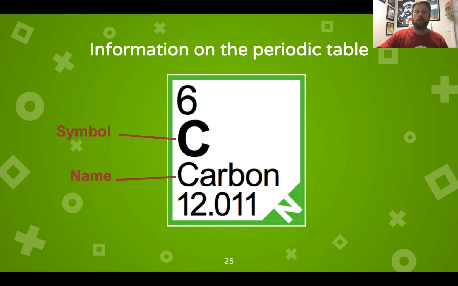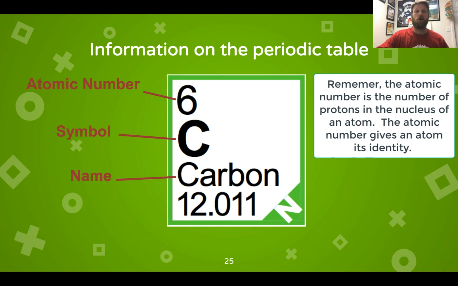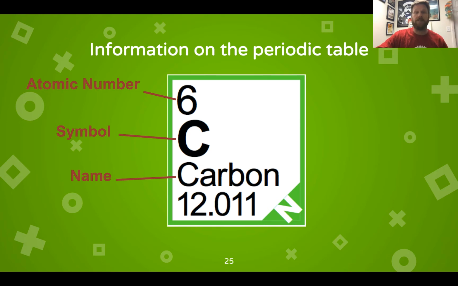Underneath the symbol, you're going to have the name of the element on most periodic tables. Then we'll have the atomic number. That's the whole number in the box. On ours, it happens to be in the upper left. It could be a variety of different places depending on the periodic table. The decimal number in any box on the periodic table is the average atomic mass.